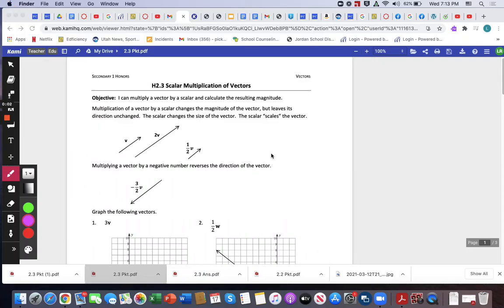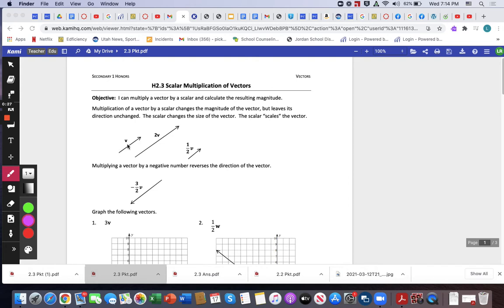Hello students. Today we are going to learn how to multiply a vector by a scalar and calculate the resulting magnitude. So, multiplication of a vector by a scalar changes the magnitude of the vector but leaves its direction unchanged. The scalar changes the size of the vector. The scalar scales the vector.